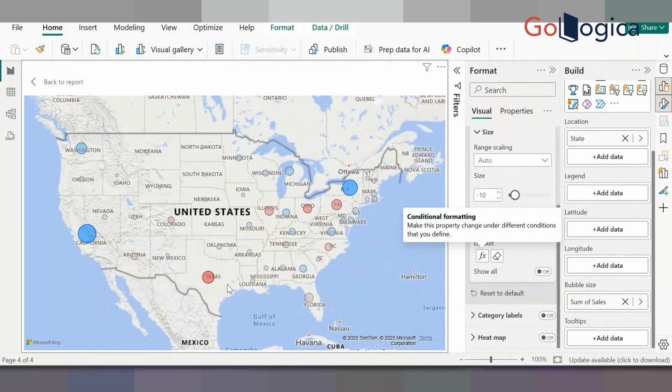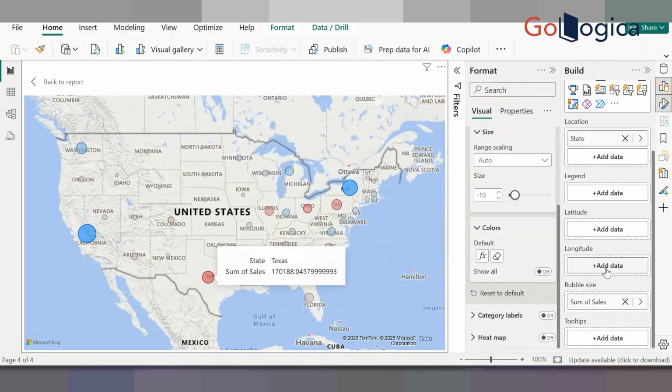So we understand that Texas has the third highest sales, but profit-wise it is one of the dark red, one of the worst profits. And now when you hover, it is not showing the profit because you have not used that for building the visuals. That is for the conditional formatting.